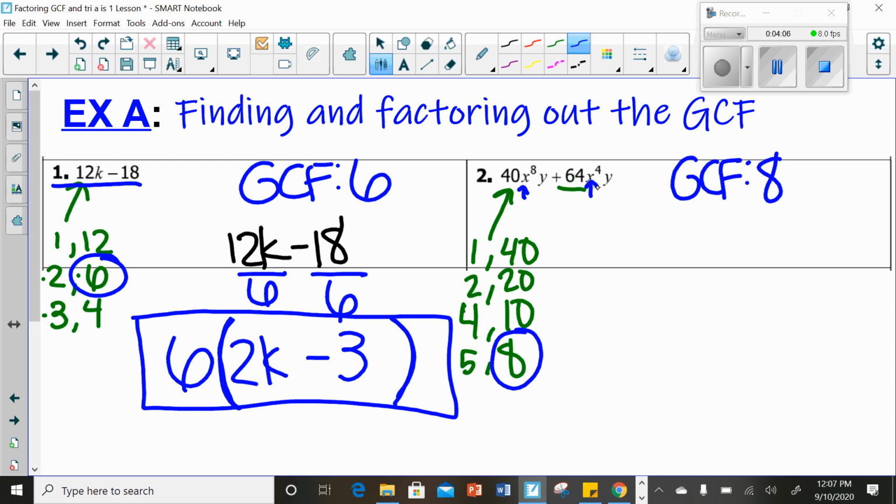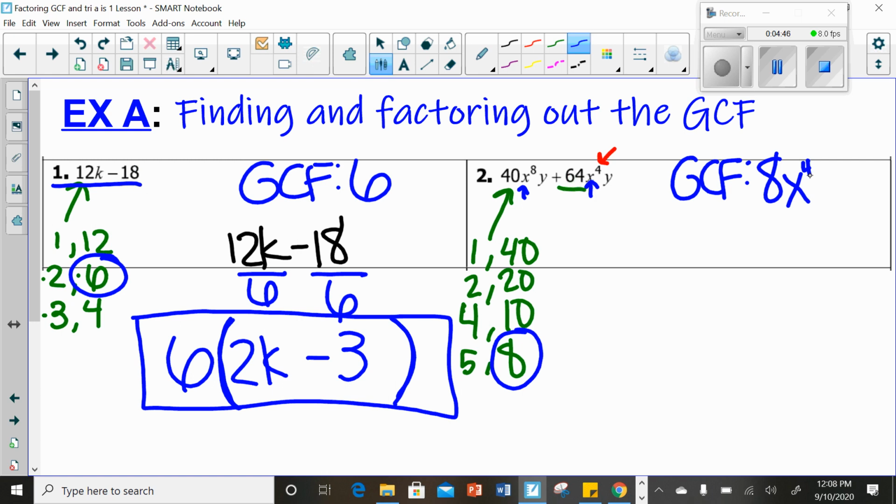Now some of you may want to say that x to the 8th is our greatest common factor because it's the greatest. However, if we look here at x to the 4th, x to the 4th cannot give away 8 x's. It's too many. So for our variables, a good rule of thumb is that if the variable is present in each term, pick the smallest power. Okay? So in this case, we're going to pick 8x to the 4th because x to the 8th can give away 4 x's. Okay? x to the 4th can give away 4 x's.